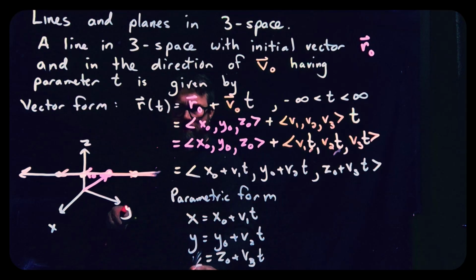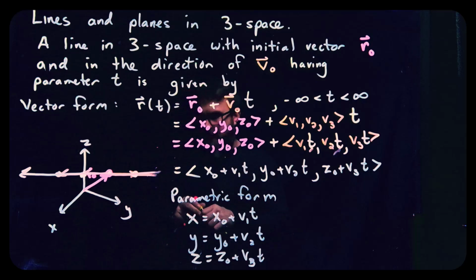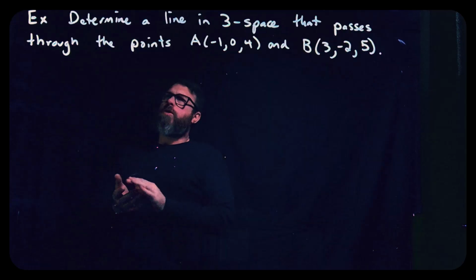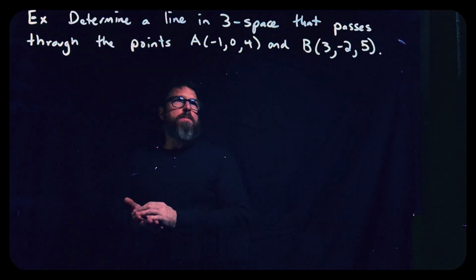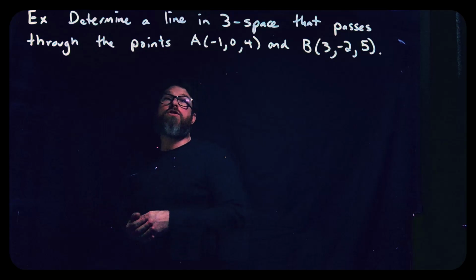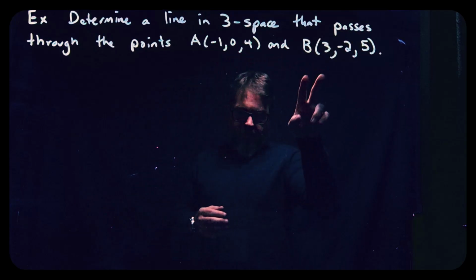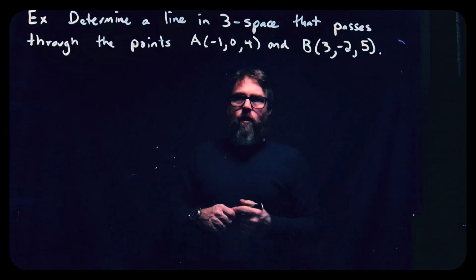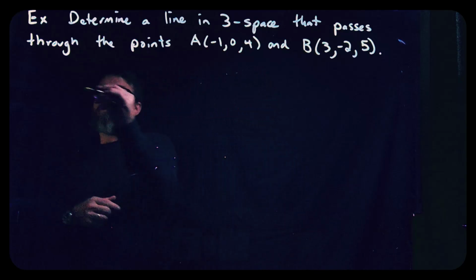Okay, so let's get a little practice. It looks nice when we have this expanded out, but really the goal is, if I give you a couple points, can you give me an equation of a line in 3 space? So let's do that. Here's our example. I want to determine a line in 3 space that passes through these 2 points, the point A and the point B. So in order to find an equation of a line, let's write it up.